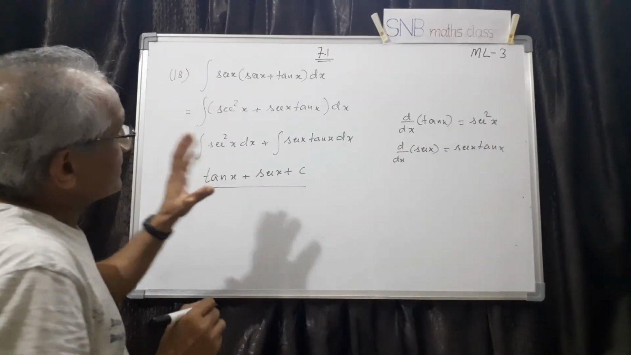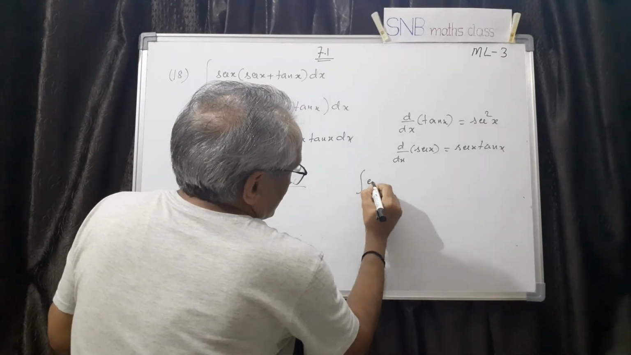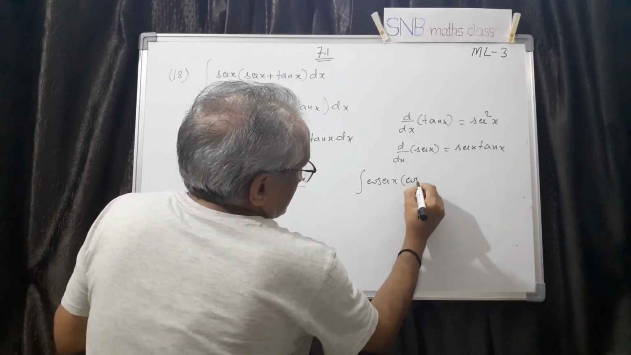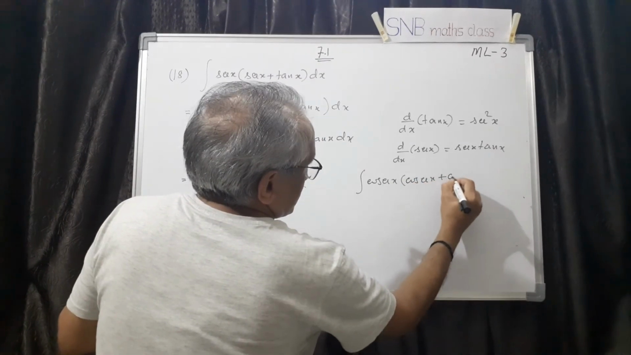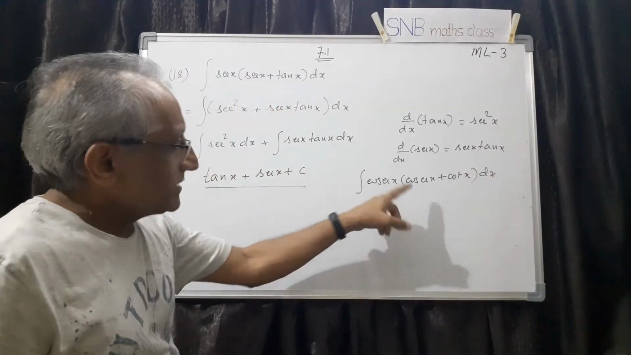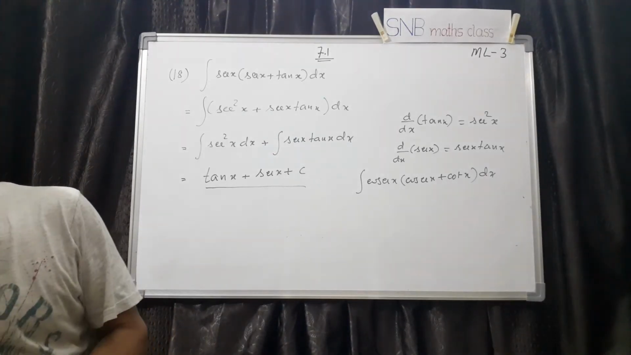Now, this is not given in the textbook, but you can try this question also. Cosecant x, same type, into cosecant x plus cot x dx. So this also you can try, same thing. First you have to take cosecant inside, then do it. So this is how we have to do it.